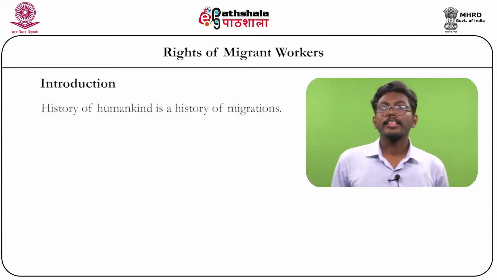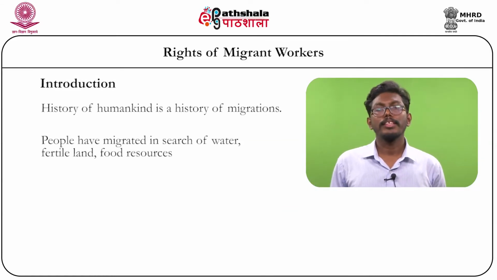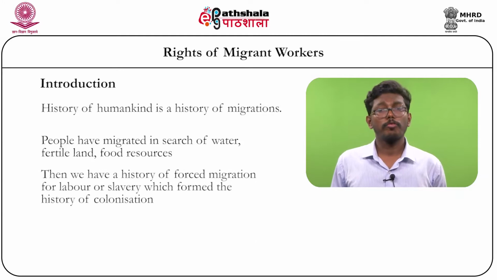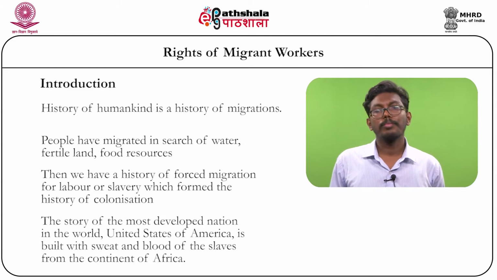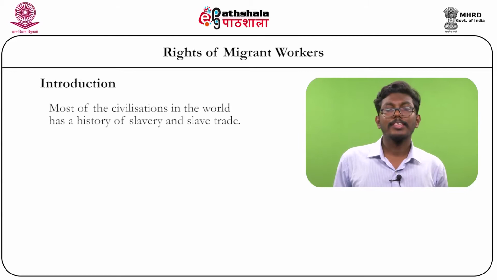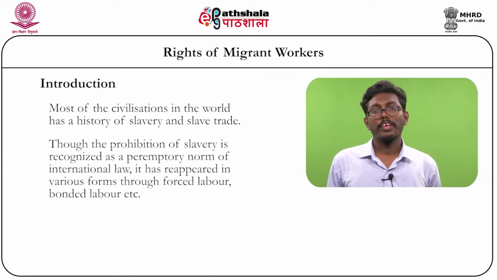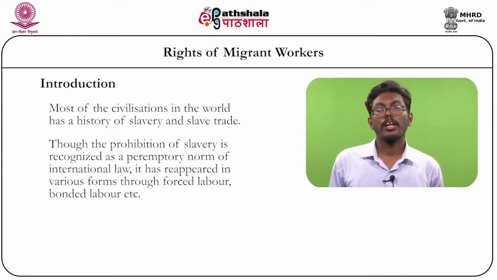History of humankind is a history of migration. People have migrated in search of water, fertile land, food resources, etc. Then we have a history of forced migration for labor on the other side, which was known as slavery, which formed the history of colonization. The story of the most developed nations in the world, especially the United States of America, is built with the sweat and blood of the slaves from the continent of Africa. Most of the civilizations in the world have a history of slavery and slave trade. Though the prohibition of slavery is recognized as a peremptory norm of international law, it has reappeared in various forms through forced labor, bonded labor, etc.